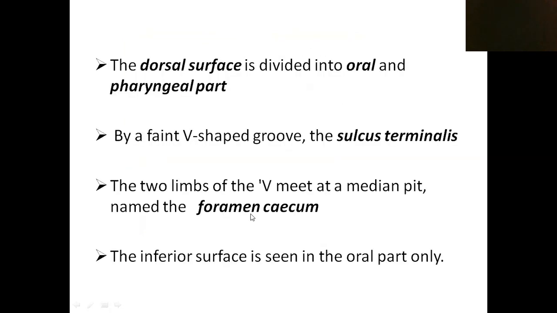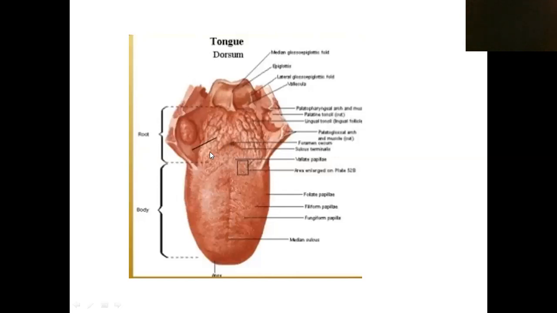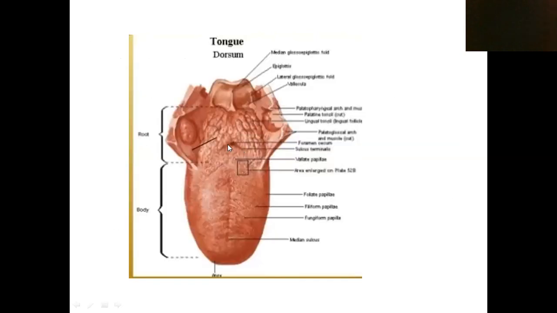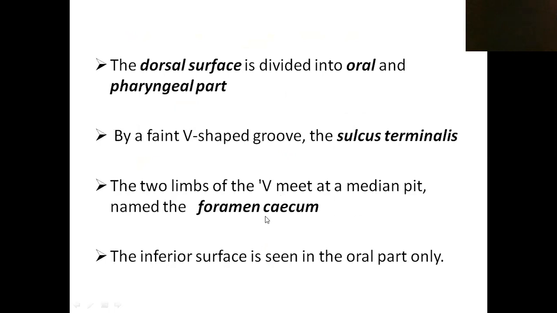Now we'll see one more point. The two limbs of the V meet at a foramen known as the foramen cecum. See here, this is one limb, and this is another limb, or another half, of this sulcus. Towards the center we can see a depression. That depression is known as the foramen cecum. So the two limbs meet at the foramen cecum. It is a remnant of the thyroglossal duct.